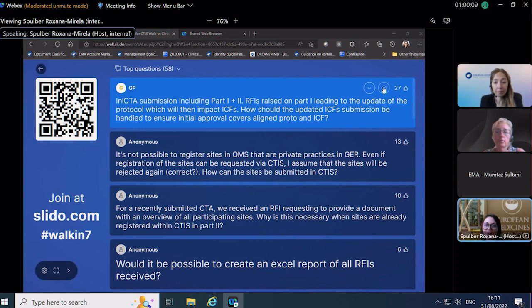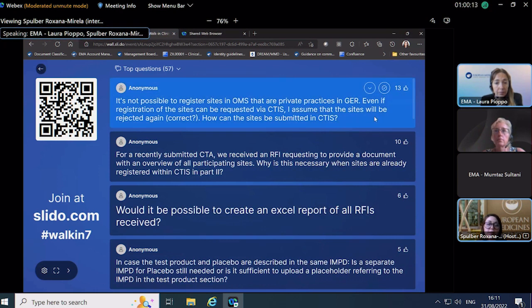Thank you, Laura. The next question is also related to OMS. It is not possible to register sites in OMS that are private practices in Germany, even if registration of the sites can be requested via CTIS. I assume that the sites will be rejected again, correct? How can the sites be submitted in CTIS?